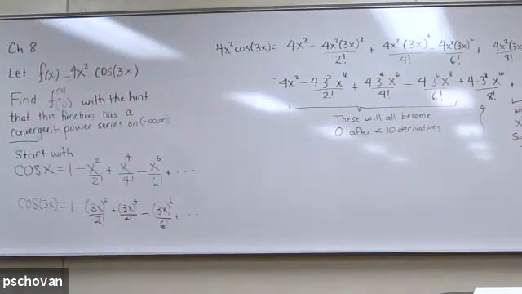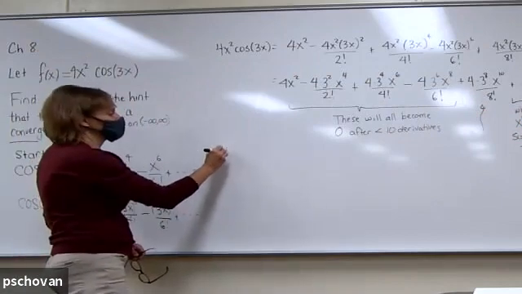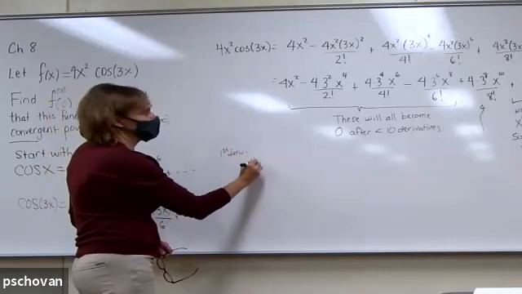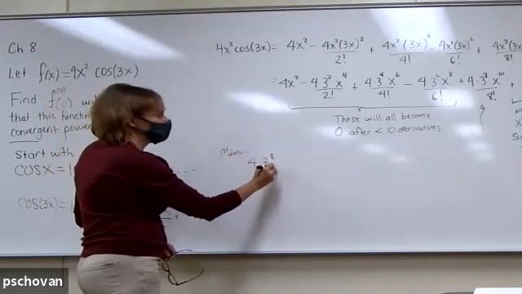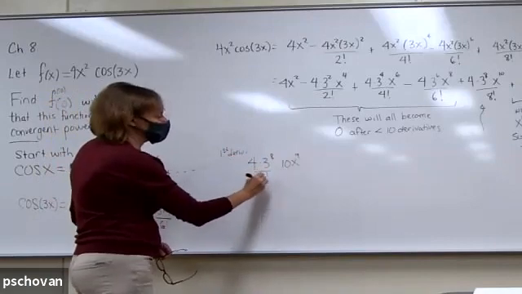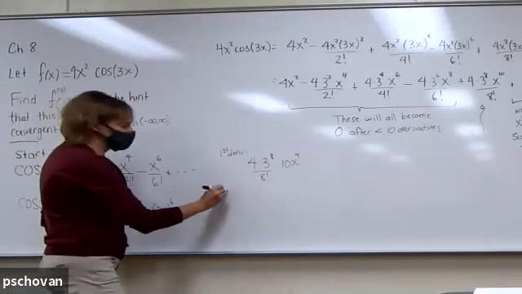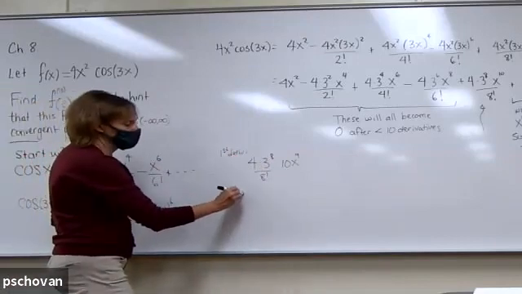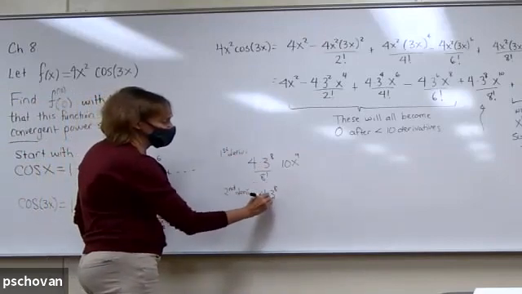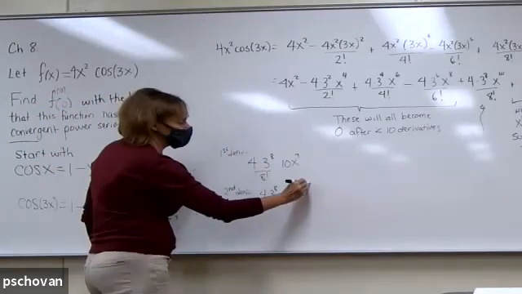So let's watch a few derivatives. For that term, the first derivative will be 4 times 3 to the 8th times 10x to the 9th over 8 factorial. The second derivative of that one term will be 4 times 3 to the 8th over 8 factorial, 10 times 9x to the 8th.